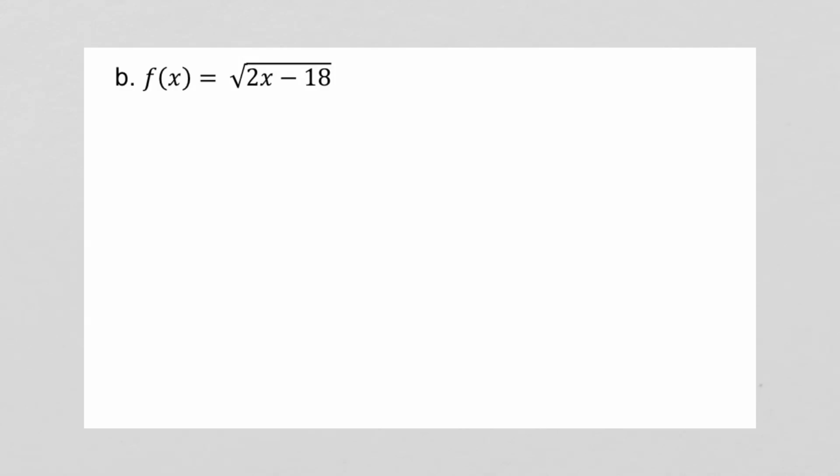But what does that mean for us? It means for us that we want to make sure that 2x minus 18 is not a negative number. Well, how do we make sure that it's not a negative number? We use inequalities. So it must be greater than or equal to 0, because 0 is non-negative, and so is everything above 0. So there you have it.